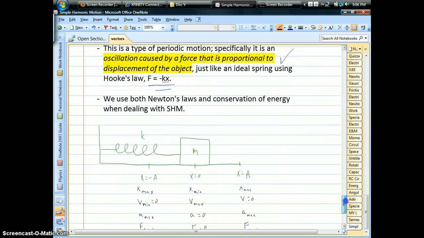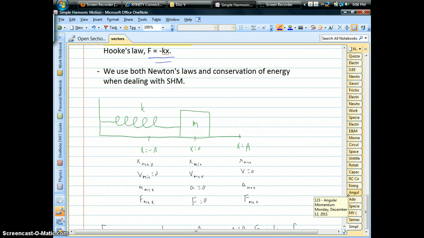So basically what we're talking about is when an object is bouncing back and forth between two endpoints, and those are called the amplitudes. That's your maximum displacement. So at either amplitude, we're basically talking about your maximum x position. These are the points where you stop, so your speed is 0. You have a maximum force because your force depends on displacement, and therefore you have a maximum acceleration. So those all go hand in hand.